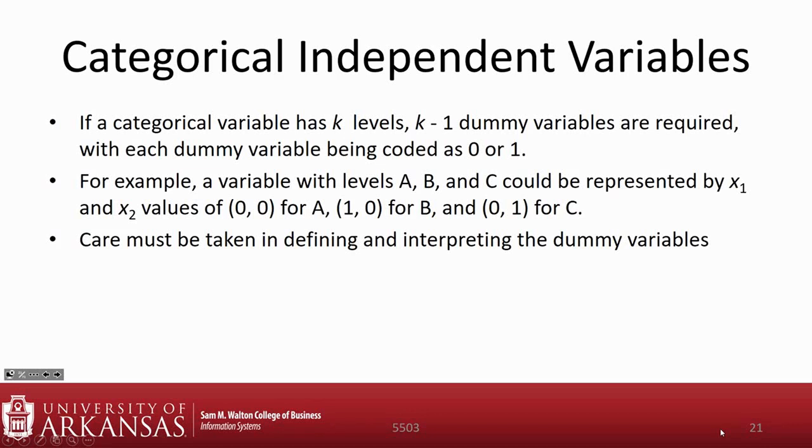So when we do this, if we have k levels, then we need k minus 1 dummy variables to do our coding. Because a full 0, 0, 0, 0 condition will account for that last level. Give me an example.